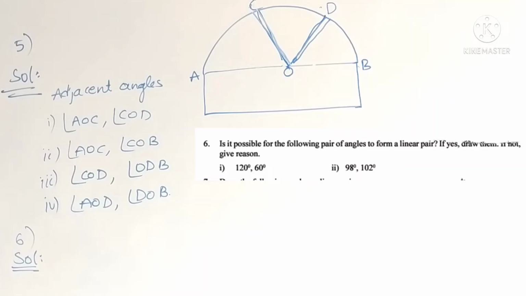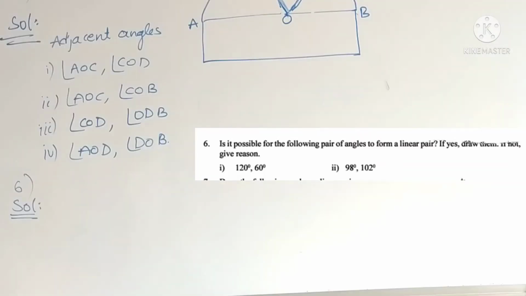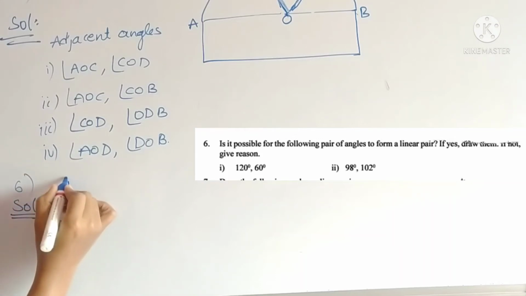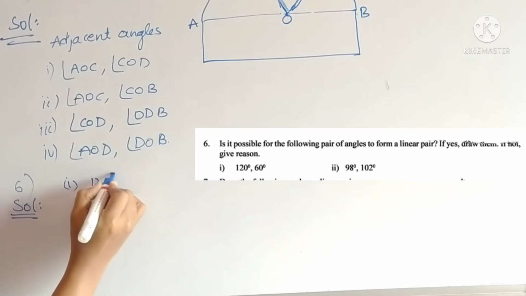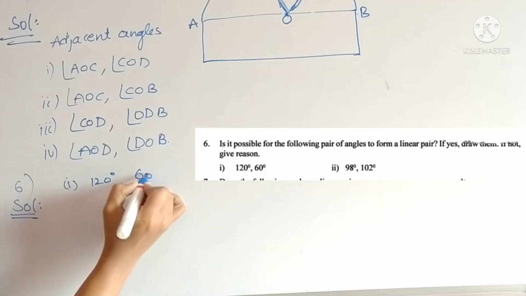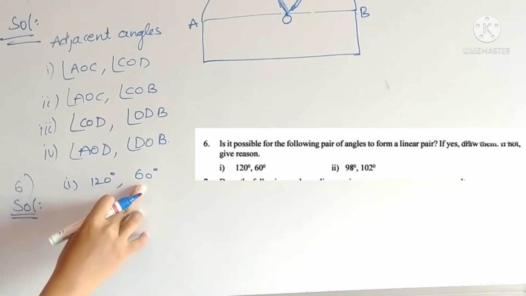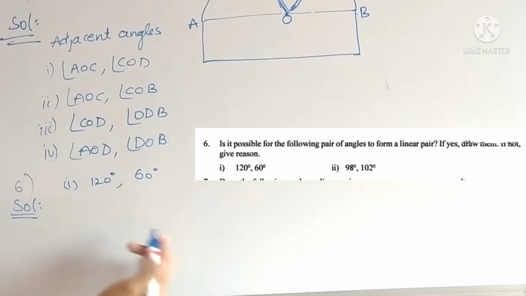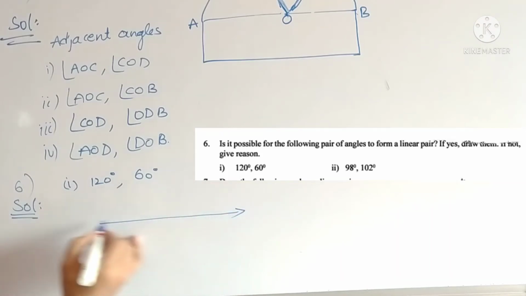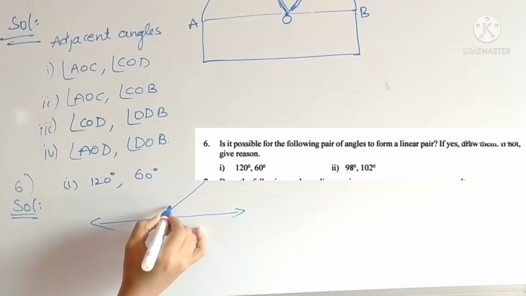So next, sixth problem. Is it possible for the following pair of angles to form a linear pair? If yes, draw them. If not, give reason. Okay. So first pair here, 120 degrees, comma 160 degrees. So do these two angles form a linear pair or not? Yeah. If we add, the sum is 180. Okay. So they can form a linear pair.